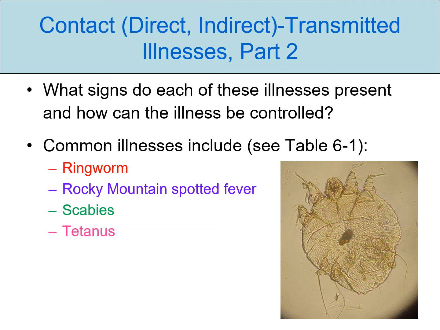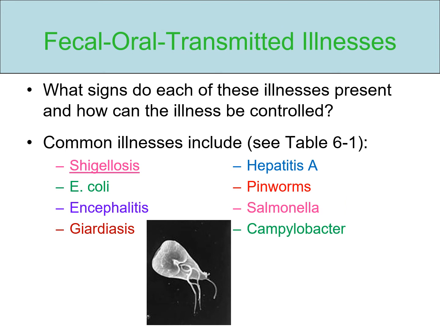Other common illnesses that are from a parasite would be ringworm, Rocky Mountain spotted fever, scabies, tetanus, and I think the picture on the right is a scabies parasite. And then fecal-oral transmitted. These would be shingles, E. coli, hepatitis A, pinworms, Campylobacter that we talked about in the food service chapter, Giardia, and I think the picture is a Giardia parasite.